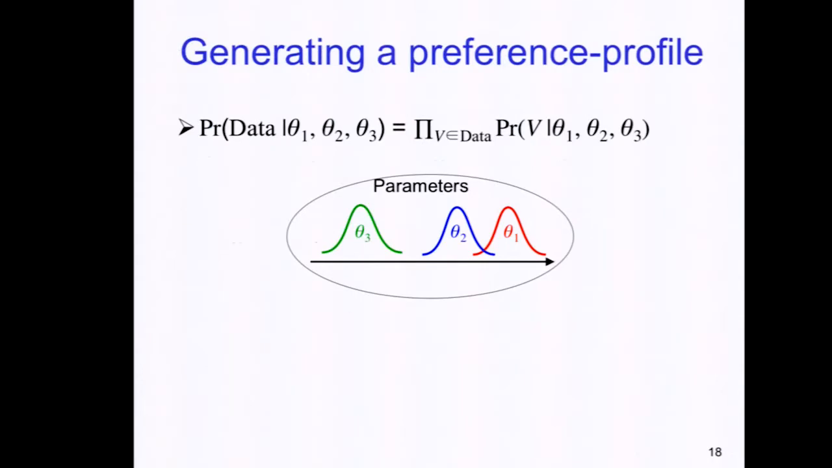Okay, just to be more clear, under a random utility model, how would you generate a profile? A profile means a bunch of rankings, the set of rankings collected from the voters, or in other words, it's just the data.